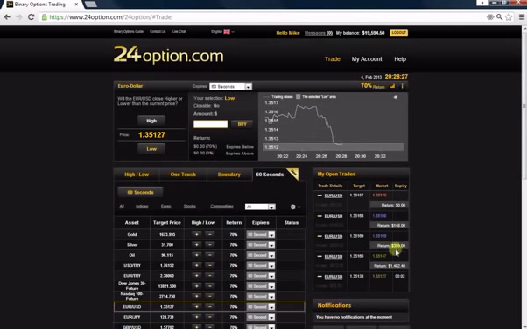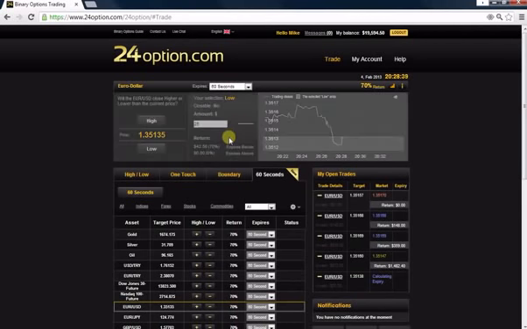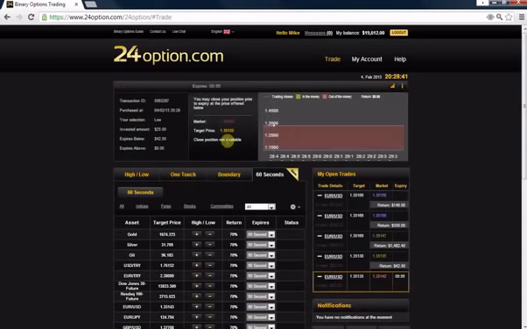So again, here we made another $17 there. We're going to go with a put. The reason why I'm going to continue going with puts is because I actually want to catch it at the 4th or the 5th trade.